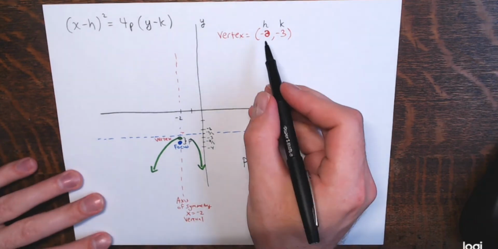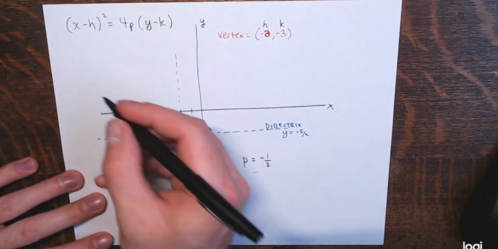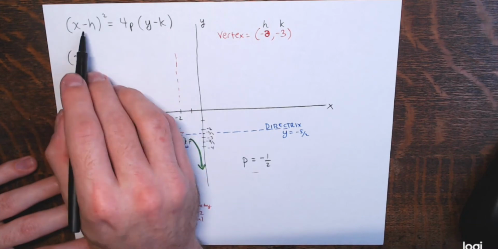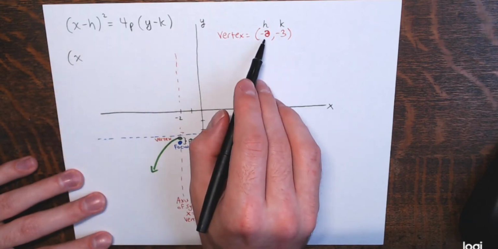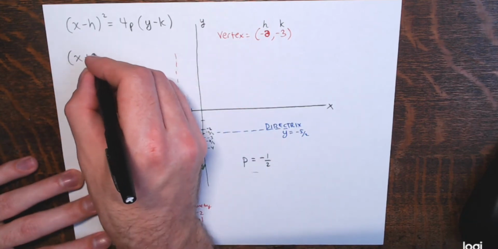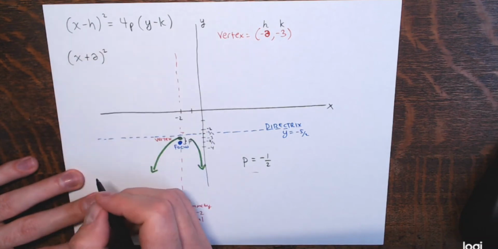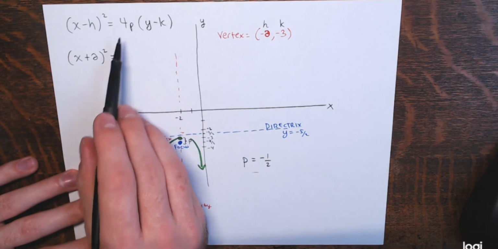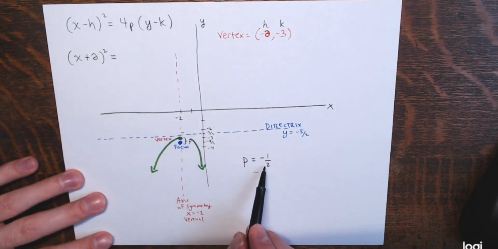And that's all I need. I need h, k, and p. And now we have the equation. So the quantity x, now minus h would be minus -2. So that's x plus 2, right? x minus -2 squared equals 4 times p. Well, 4 times -1/2, that would be -2.